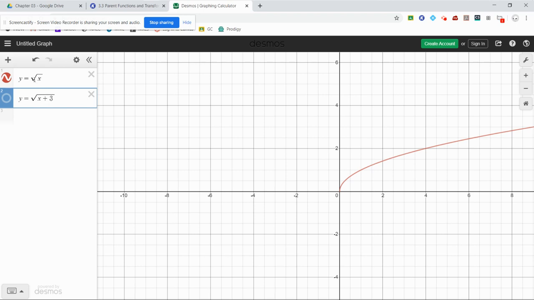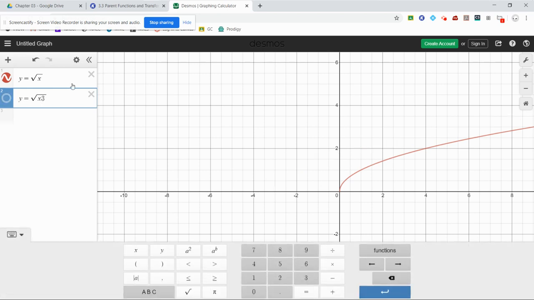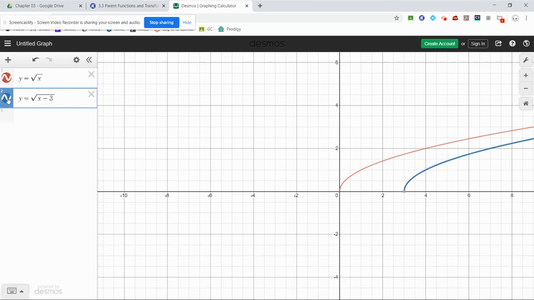And just as a reminder, what if you take the square root of x and directly to the x you add 3? That's going to move your graph left 3. Again, remember that if it's applied inside the function, pluses move it left, minuses move it right. So what happens when I change that to a minus 3? It takes your graph and moves it to the right 3, backwards. Inside with the x is backwards.